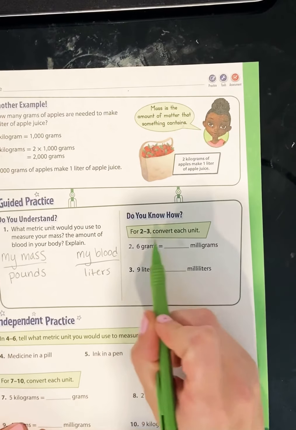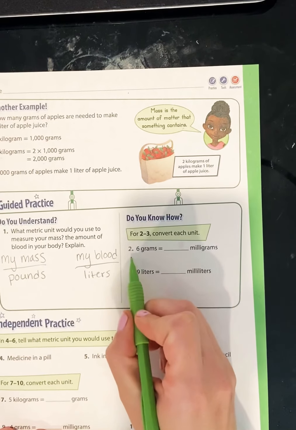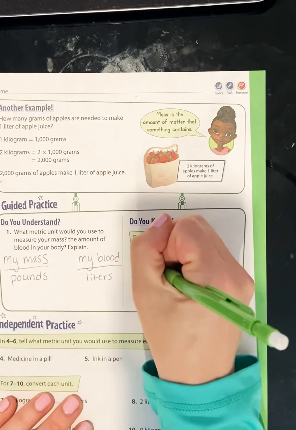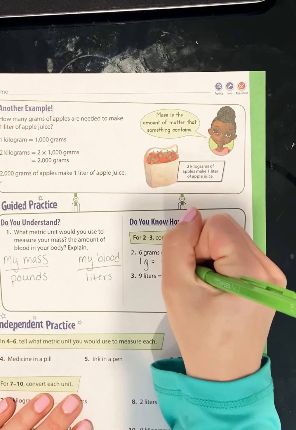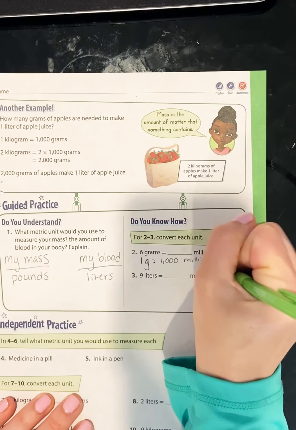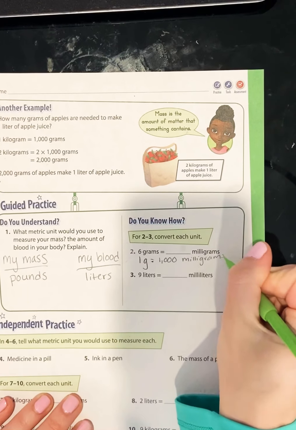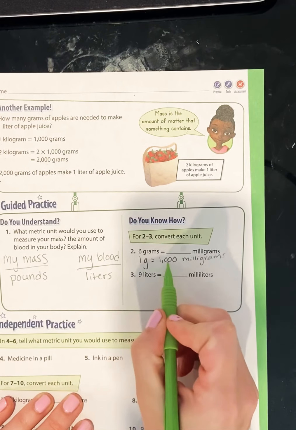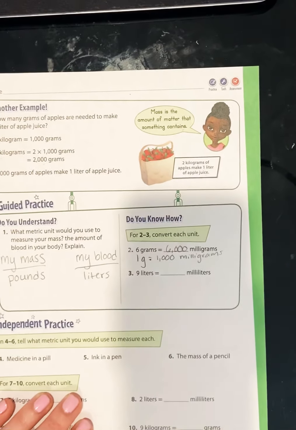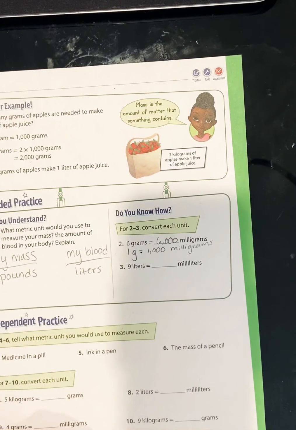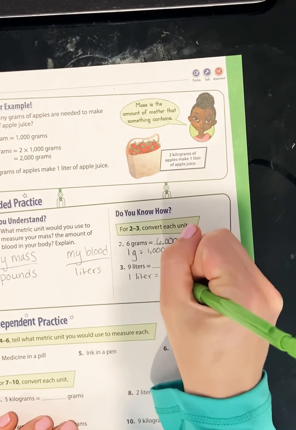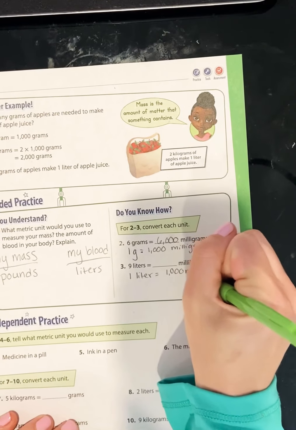All right, question 2. We're going to continue converting. 6 grams equals how many milligrams? I know from my anchor chart that 1 gram equals 1,000 milligrams. So it's the 1-to-1 ratio. So 6 grams would equal 6,000 milligrams. All right, from my anchor chart, I know that 1 liter is the same as 1,000 milliliters.